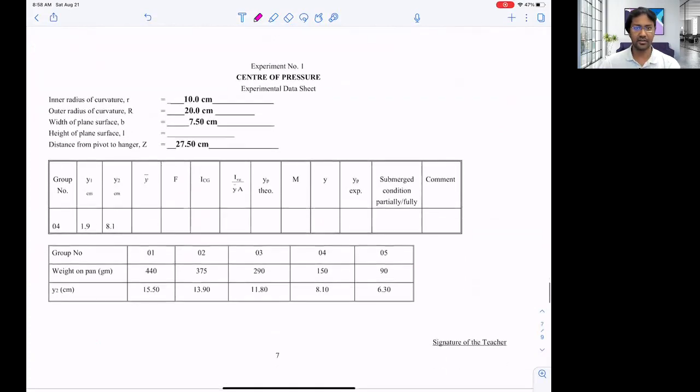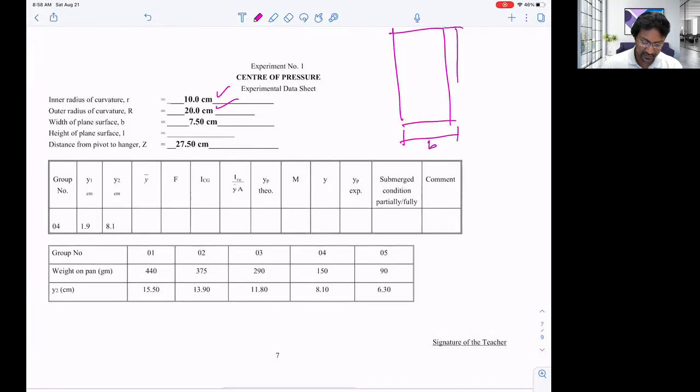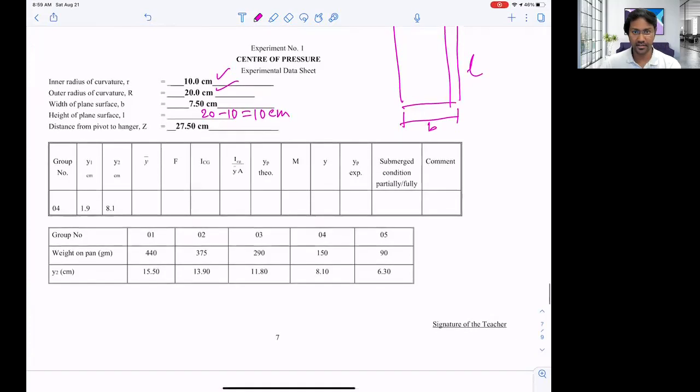So here are the data that we collected from the practical class. These are the actual values. The small r for that setup is 10 centimeter, this one. And for the curvature, the bigger one, it is 20. And the width, this width, B, is 7.5 centimeter. So what will be the height, this height, L? It is nothing but 20 minus 10 is equal to 10 centimeter. And then G, what is the G? That arm, we already know that it is 27.5.